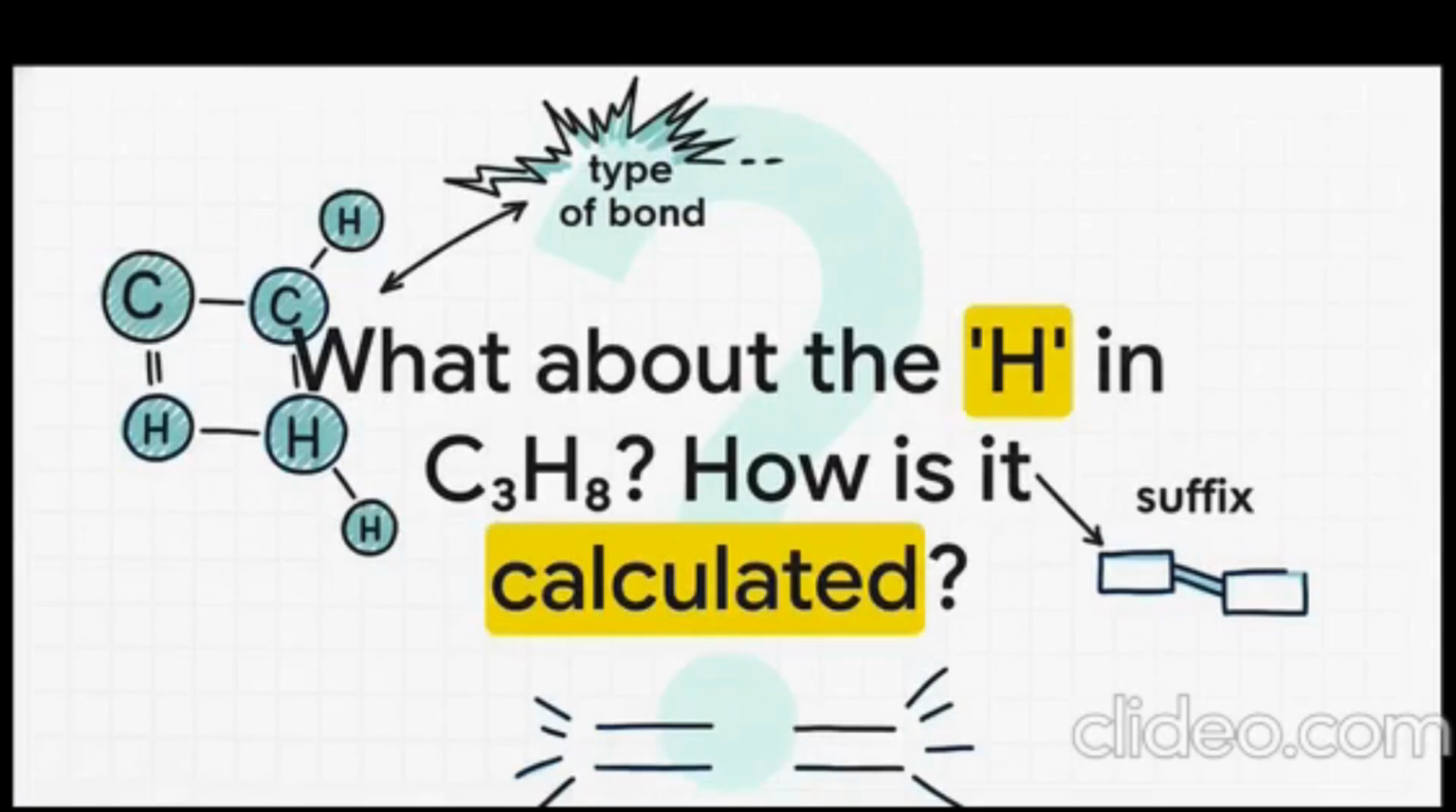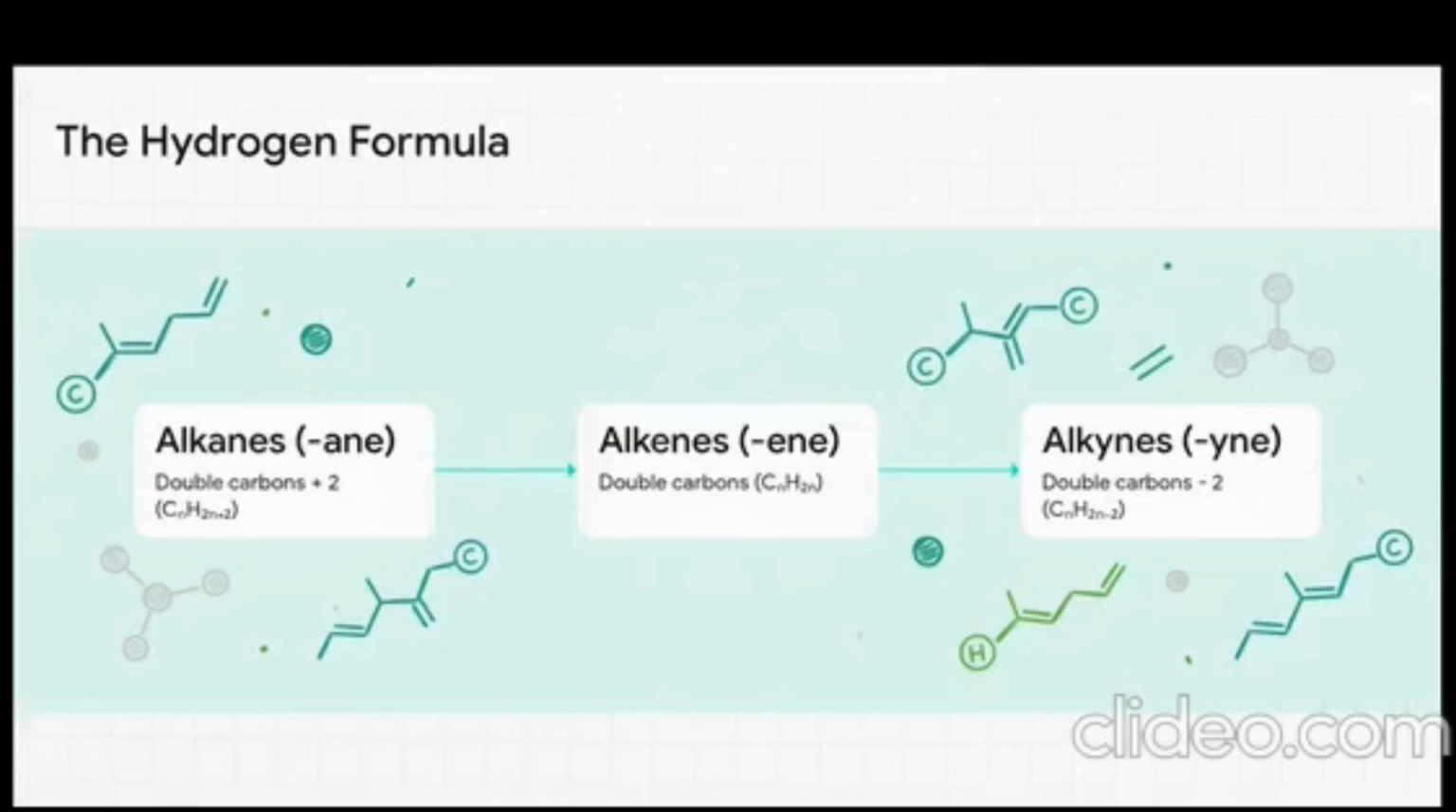Well, the answer goes right back to what we just learned. It all depends on the type of bond. And we know how to spot that by looking at the suffix. Check this out. There's a super easy formula for this. If your molecule is an ane with single bonds, you just double the number of carbons and add 2. Simple. If it's an ene with a double bond, you just double the carbons, and for an yne with a triple bond, you double the carbons and subtract 2. It's like a little cheat code, +2, 0, -2.